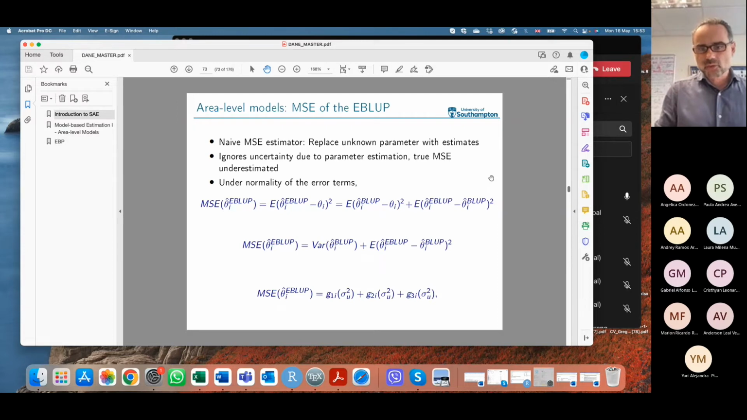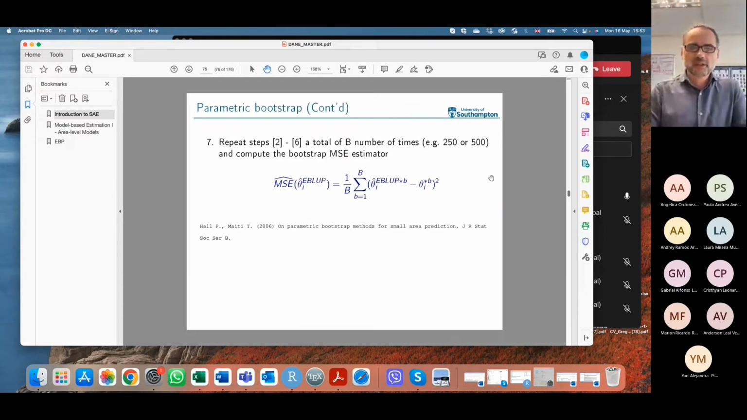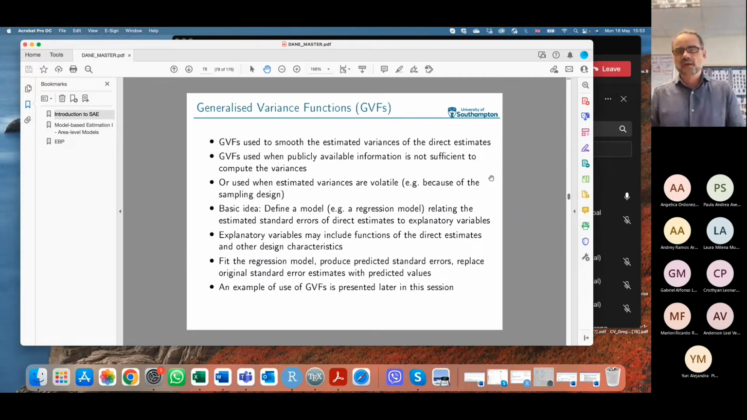In some cases, as we will see in an example later in this session, one of the things that we may have to do is to use some smoothing method via generalized variance functions, for example, in order to smooth the estimated variances of the direct estimates. Okay, so there are many ways to do that, but the basic idea is that you need to define a model, such as a regression model, relating the estimated standard errors or the coefficients of variation of the direct estimates to a set of explanatory variables, okay?